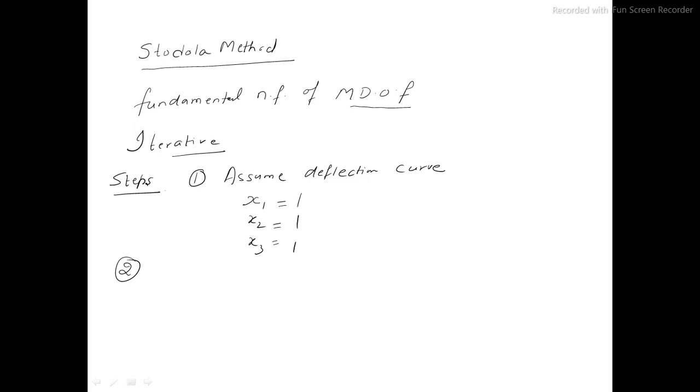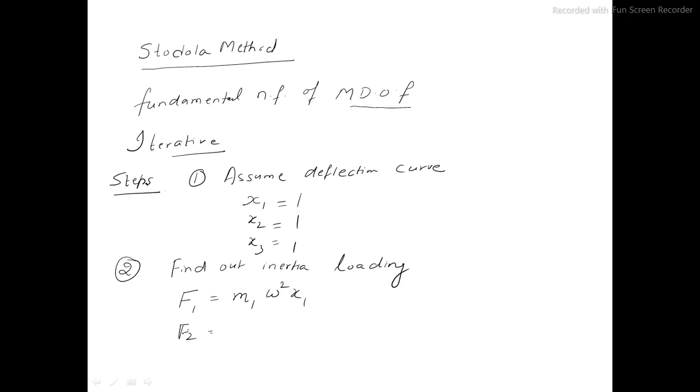The second step is to find out the inertia loading. Inertia loading means inertia force. As you know, inertia force F is equal to mass into acceleration. So if the first mass is m1, the acceleration is omega square times displacement x1. The negative sign we have omitted because it is in the opposite direction. So this is inertia force F1.